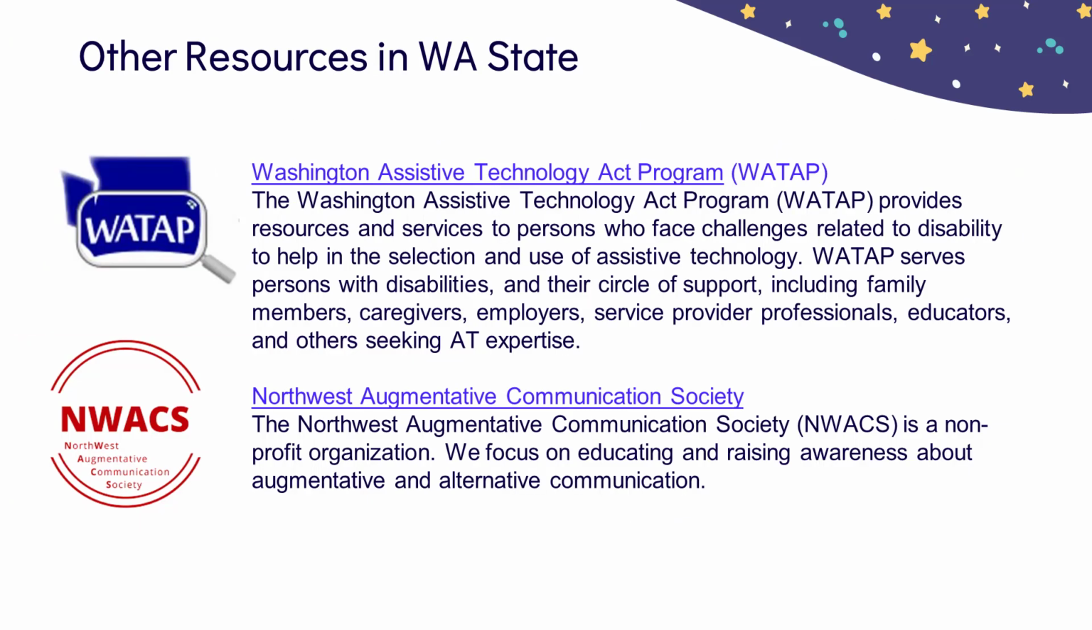Here are 2 other Washington State resources we want you to know about. Washington Assistive Technology Act program at the University of Washington. They have a lending library that also has many of the universal tools you've learned about. Another great resource is Northwest Augmentative Communication Society. This is a nonprofit organization, and they focus on educating and raising awareness about augmentative and alternative communication. Check out these great resources.